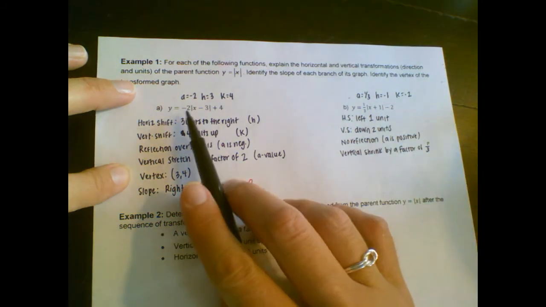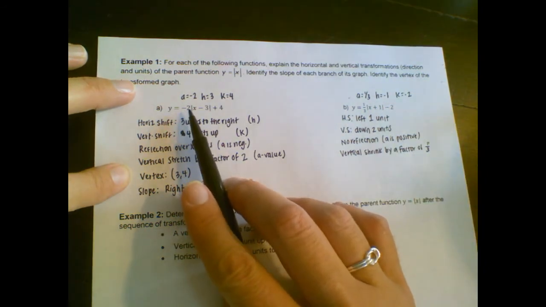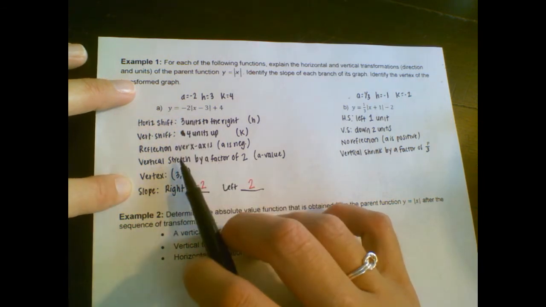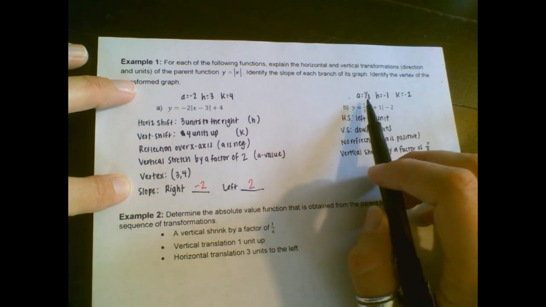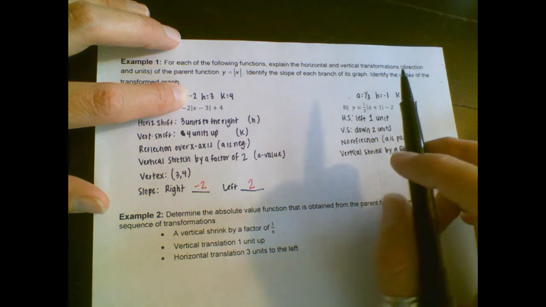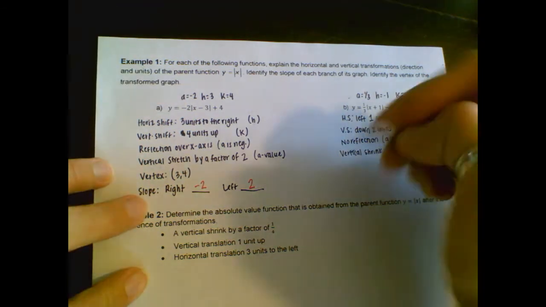So when your a value is some sort of whole number, or well, it could be a fraction, but as long as it's over 1, there's going to be a vertical stretch. And then the vertical shrink happens when it's going to be somewhere between 0 and 1. And again, the negative over here only has to do with the reflection. It has nothing to do with the stretch or the shrink.